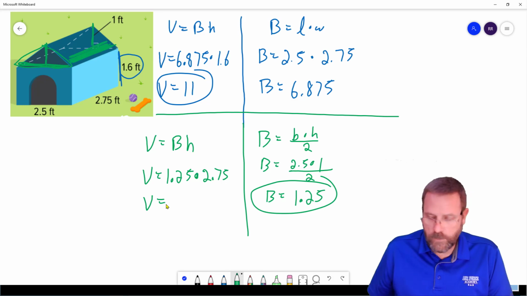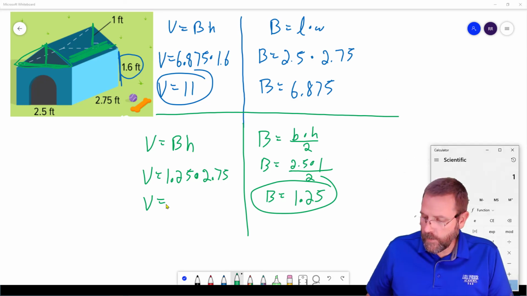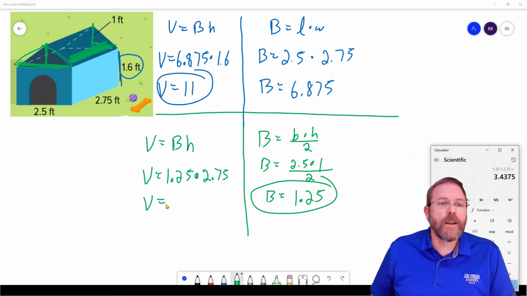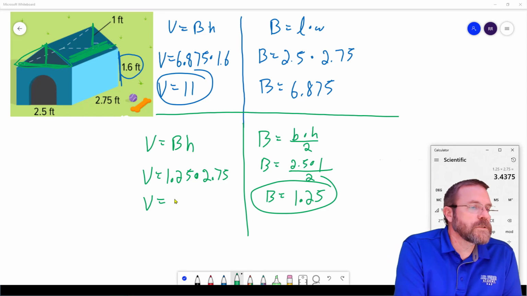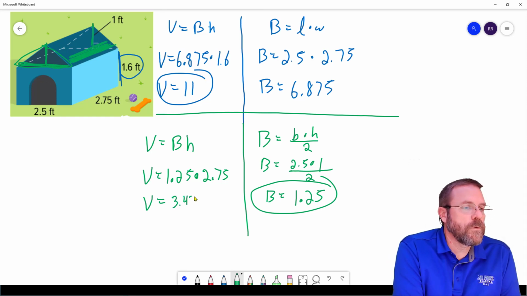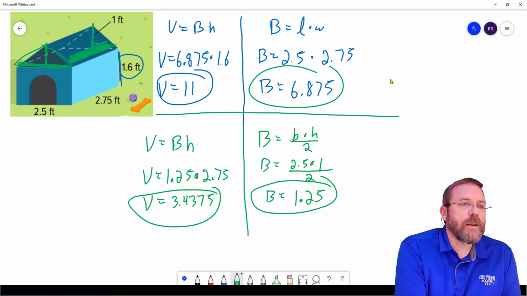Volume is going to equal 1.25 times 2.75, and when I multiply that out, I get 3.4375. And we're going to circle that as well.